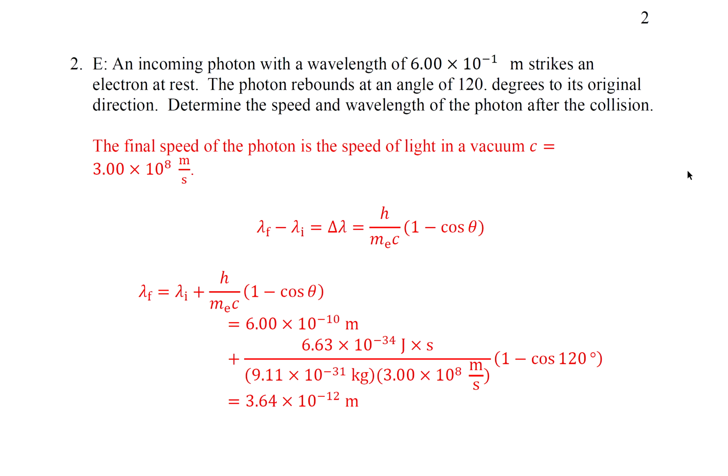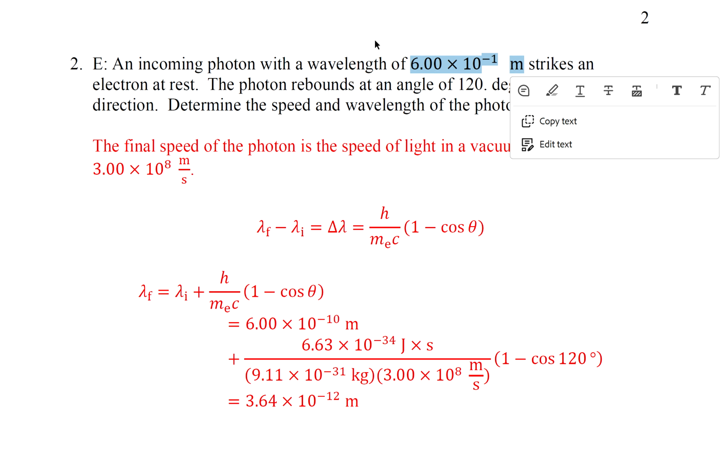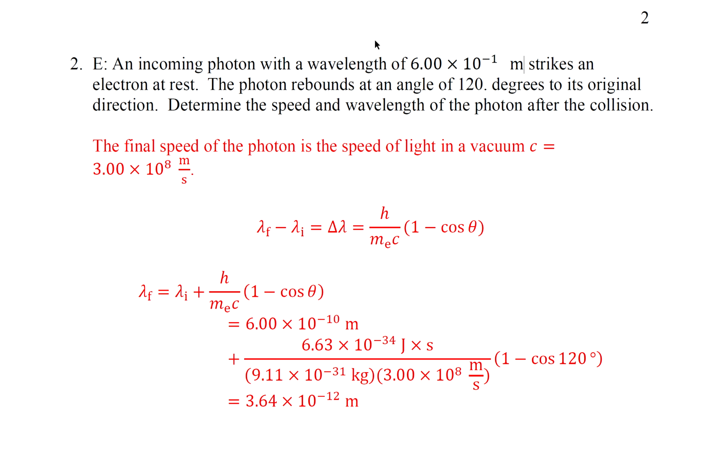Question 2. An incoming photon with a wavelength of 6 times 10 to the minus 10 meters strikes an electron at rest. The photon rebounds at an angle of 120 degrees to its original direction. Determine the speed and wavelength of the photon after the collision. So the final speed of the photon is the speed of light in a vacuum.